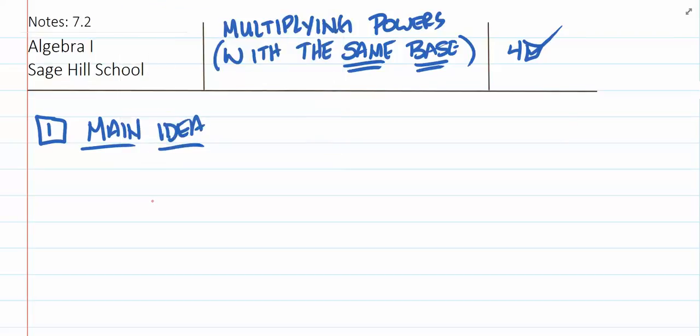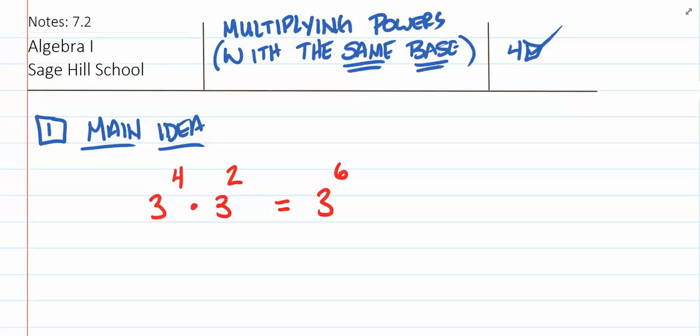Let's say I do 3 to the 4th, and I want to multiply that with 3 squared. Okay, what's the answer? 3 to the 6th. Okay, everyone knows that that's the answer. Why is that the answer? Yes, you add the powers, but why do you add the powers?